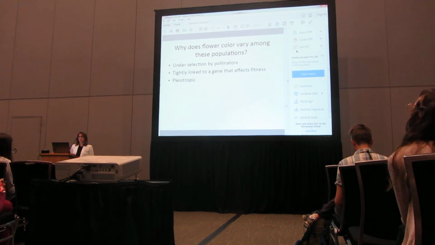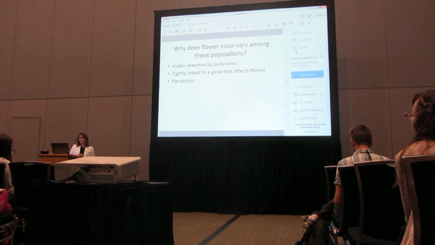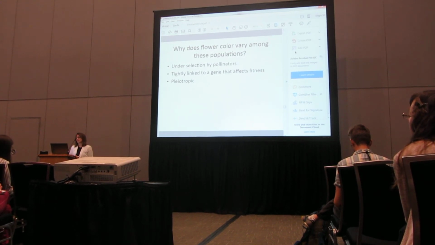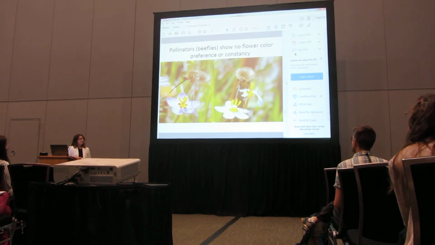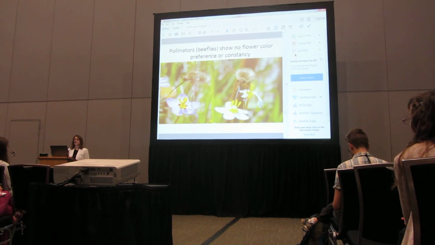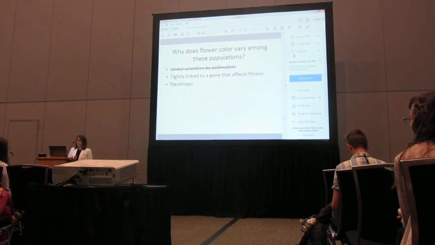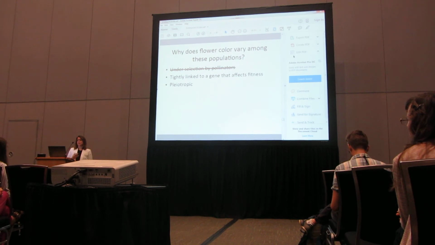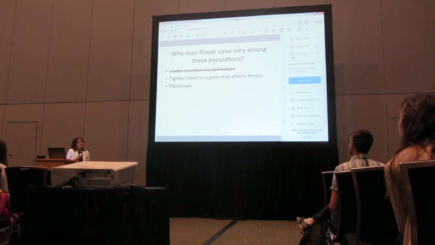So first I asked whether flower color was under selection by pollinators, and I did observational studies in the field, looking at pollinator visitation. Both populations are visited by bee flies, and in my studies I saw that the pollinators exhibited no flower color preference and no constancy. They visited flower color morphs at random. So it doesn't appear that flower color is under selection by pollinators, which is what we typically think is driving flower color variation. So I think the two possibilities are these two.